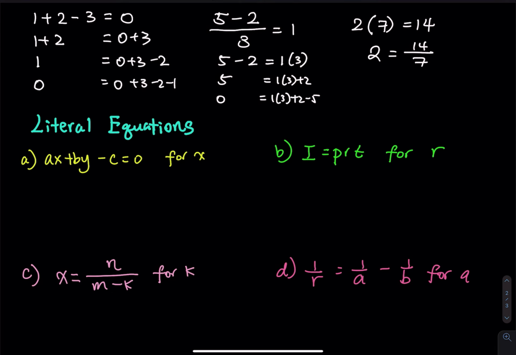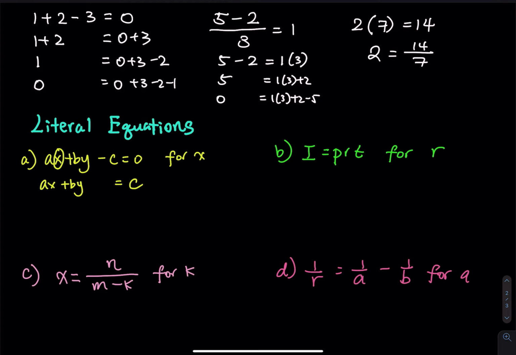So part A, I would like to solve for x. So the x right here. So first of all, let's move the c and the by to the other side. So first, let's add c on both sides. ax plus by equals 0 plus c, which equals c.